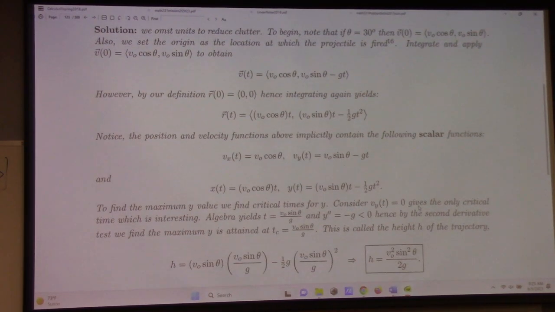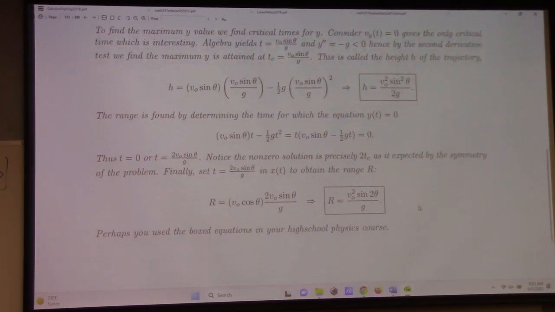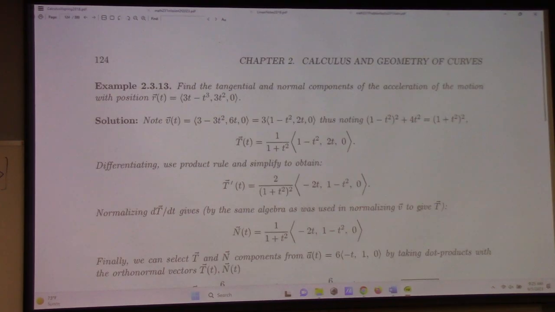Another physics example. Here I'm deriving the usual kinematics formulas. If you like it, wonderful. If you don't, whatever.